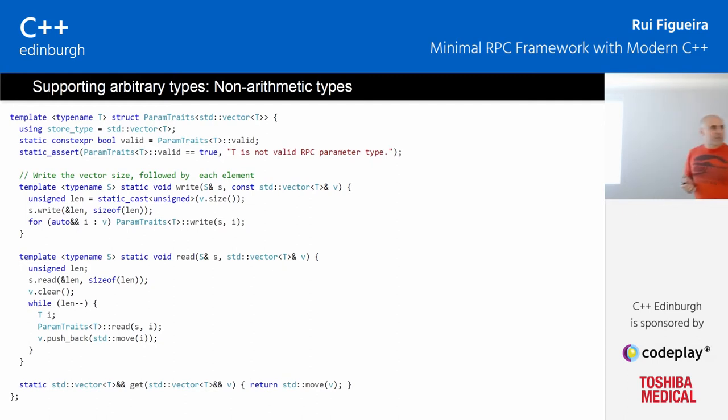Now, things get a bit more complex. Vectors. Again, since we're building on what we did before, for any valid T, you already built the blocks to serialize, you know everything about T. You know if it's going to be valid or not. So what I'm doing here is I just write how many elements the vector has, and then I iterate over the elements and call the traits for T. So if T is valid, you can just serialize any vector of any valid T.